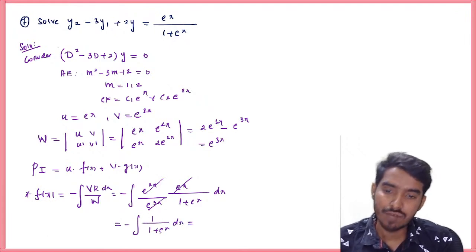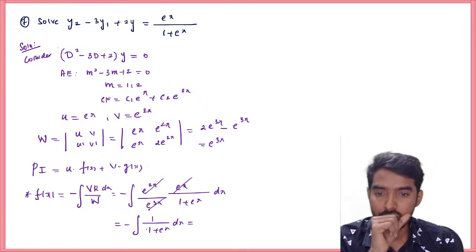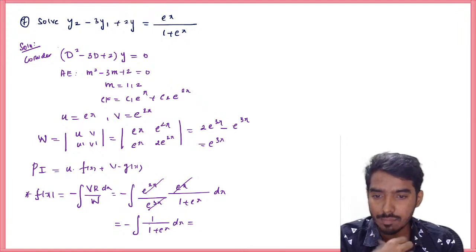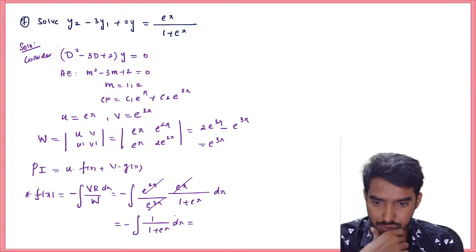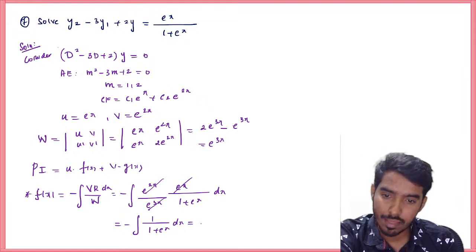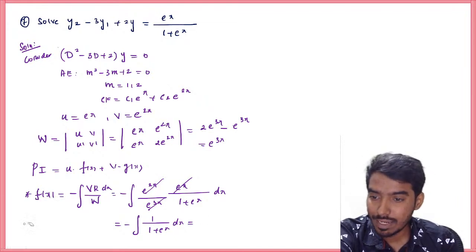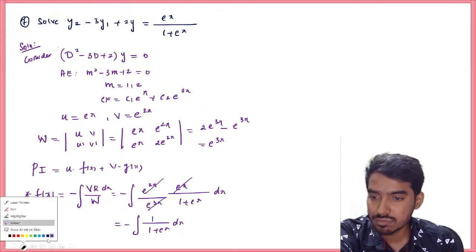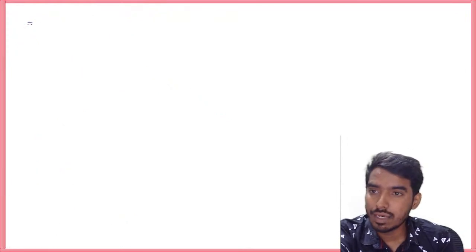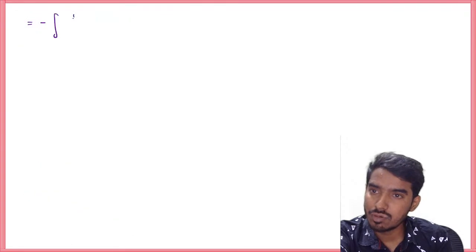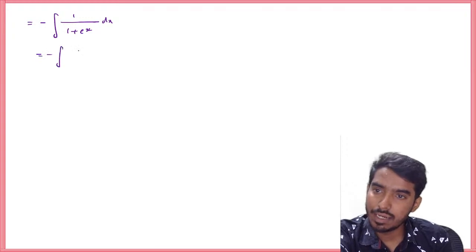So is f of x, f dash? No. So we don't have e power x here, right? Okay, so what we'll do is we'll multiply and divide by e power minus x. So we have minus integration of 1 by 1 plus e power x dx, right? Okay. What we can do is we will multiply and divide by e power minus x.